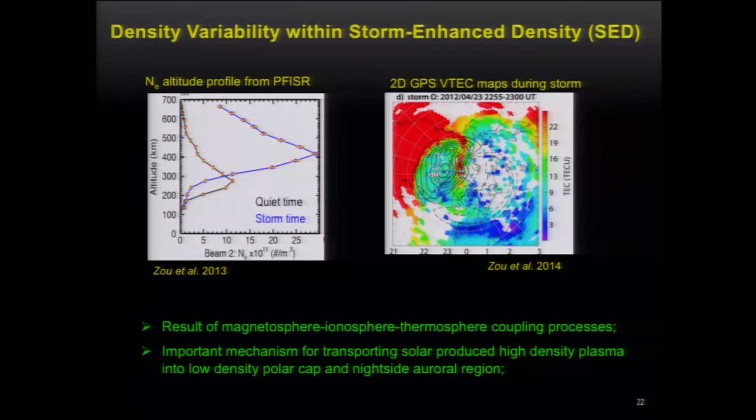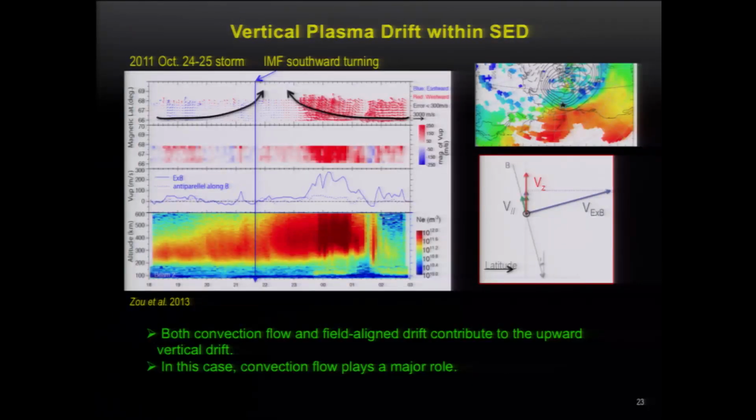Is that due to vertical lifting? How are we going to find that out? Okay, we can use incoherent scatter radar to help us. In this case, I used the Poker Flat radar, because of its fully electronic steering capabilities, it can almost simultaneously look at different directions.